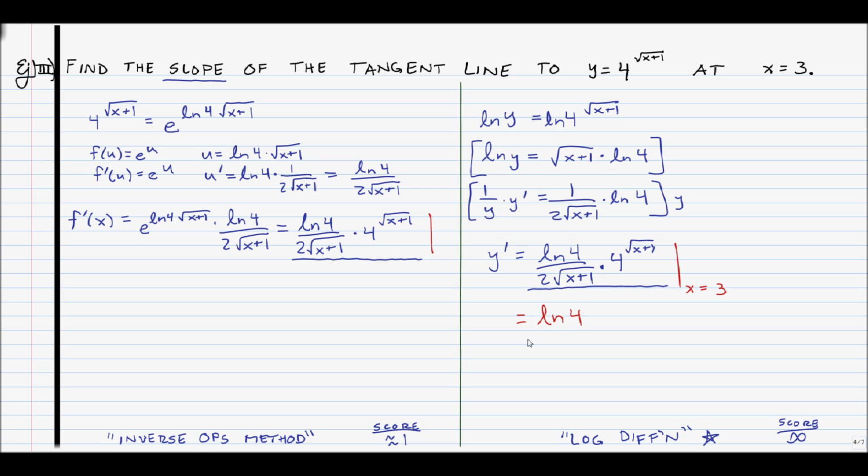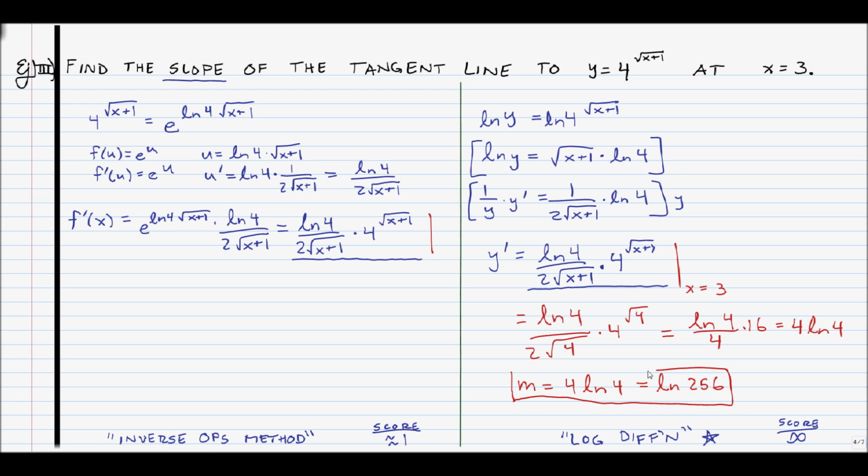So ln of 4 over 2 square root of 3 plus 1 is 4 times 4 to the square root of 4 power. I'm being really careful here; you probably could do this a little faster. I have ln of 4. 2 times square root of 4 is 4. 4 to the second power is 16. That's going to be equal to 4 ln of 4. So the slope of the tangent line in this case is 4 ln of 4, which you could also write as ln of 4 to the 4th power, which is the ln of 256. Both of them work fine. So this is our final answer.